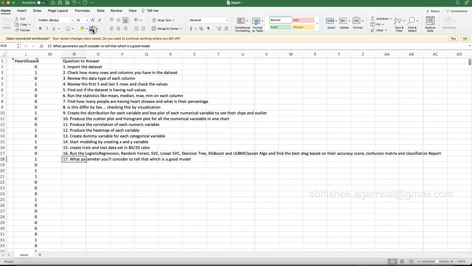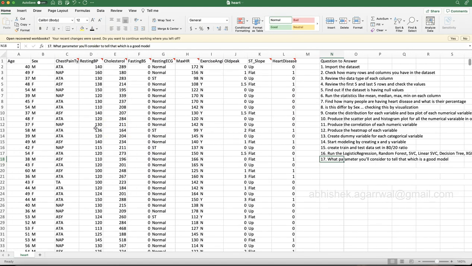Question number 17 is, what parameter will you consider to tell which is a good model? Now this is an interesting thing, and this may come as an interview question to you. Because think about this, you are dealing with a person's life. If, let's say, you want a high level of accuracy and someone is not falling in that accuracy, then we may be missing that the person may have a serious disease. So this is like a judgment call.